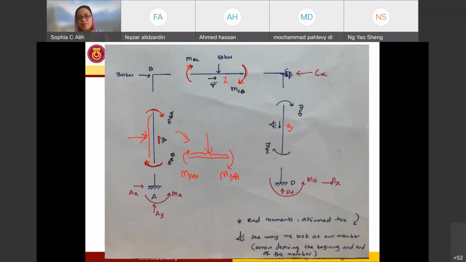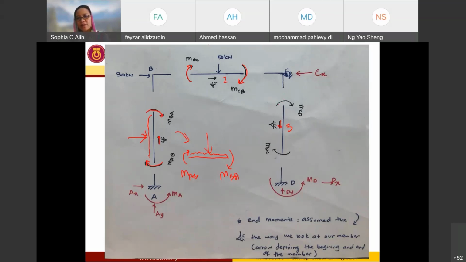And for member number 3, I assume to look into it from this angle, and it's going to be from this arrow to this arrow. So I look into it from C to D.